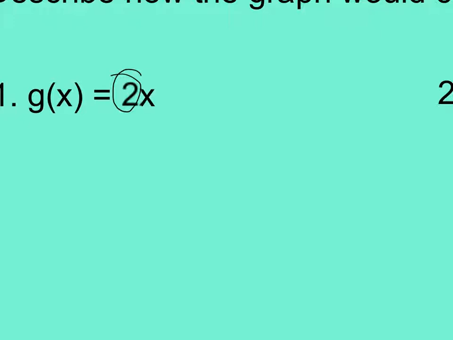Well, we have to figure out, what does that 2 do? Since it's 2 times x, that's where the slope is. So this line would have a slope of 2. So now the question is, does that make the line steeper, or would that make it flatter? And 2 means you're going up 2 instead of just 1, so this line would be steeper.